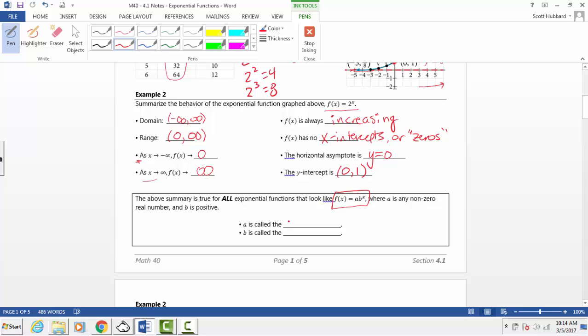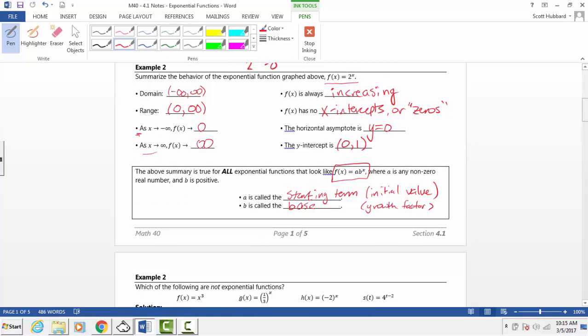A is called the starting term, or initial value. Your book uses different language here. And b is called the base of the exponent, so just call it the base. Your book also calls it the growth factor. Basically, anything that looks like this: a is a real number, b is positive, and you have it to an exponent.